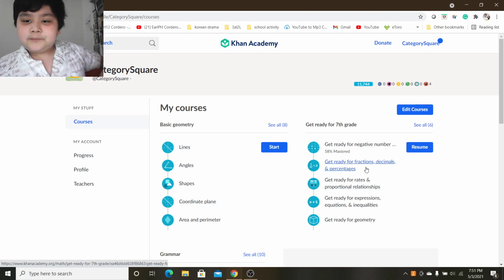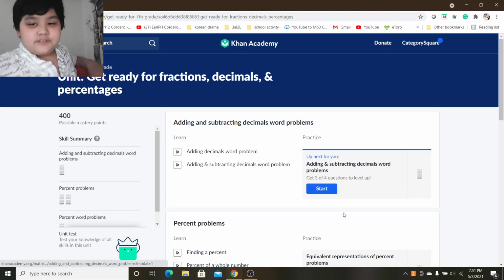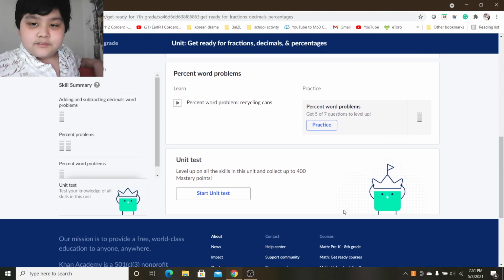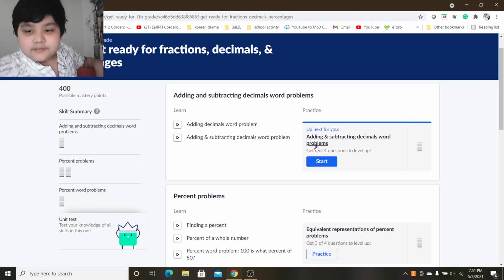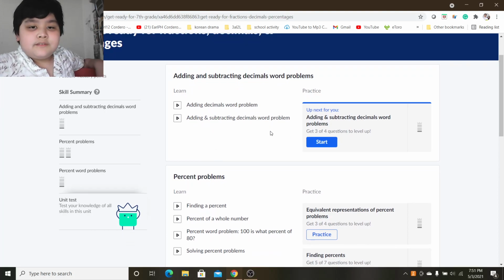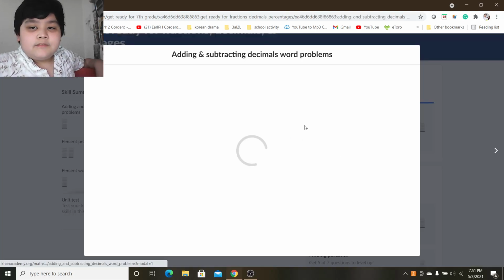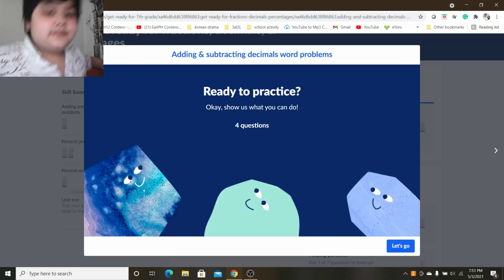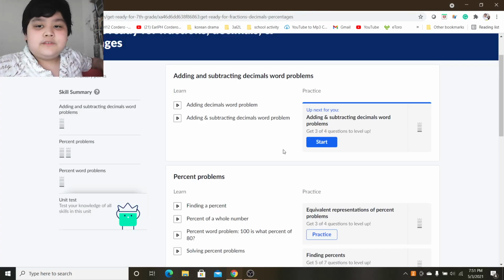Fractions, decimals, percentages. This one. Okay, yes. Let's go. Adding and subtracting decimals. Okay.